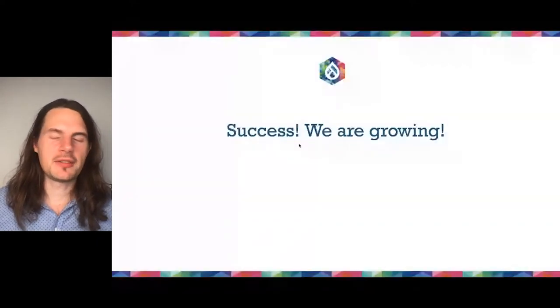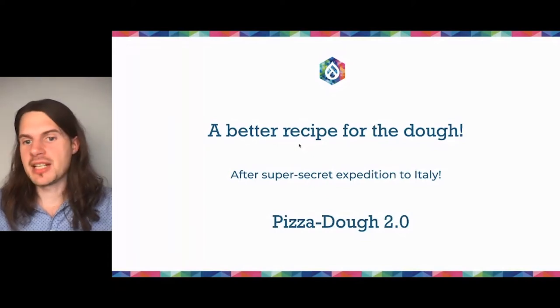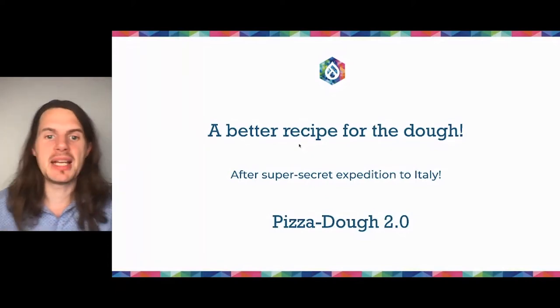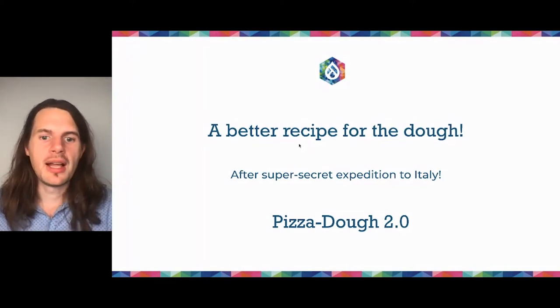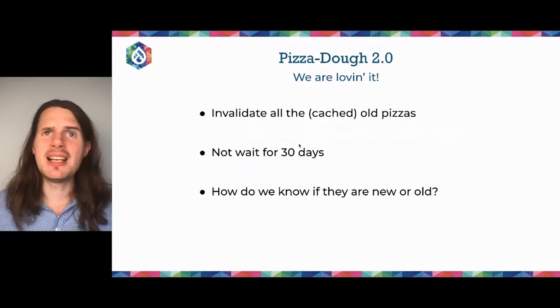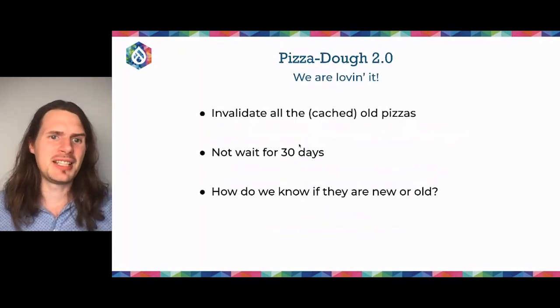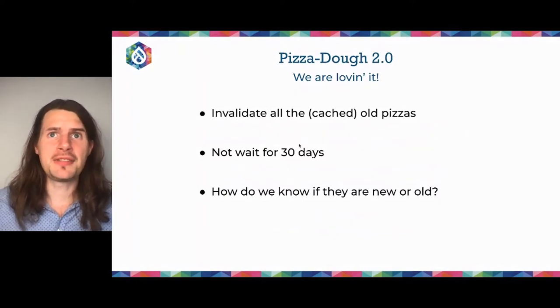So we have great success. We are growing. But soon we do a super secret expedition to Italy and we find a better recipe for the dough, the pizza dough 2.0. And this pizza dough 2.0, it's fantastic. We are loving it, but we need to invalidate all the cached old pizzas and we don't want to wait for 30 days. But how do we know if they are new or old?